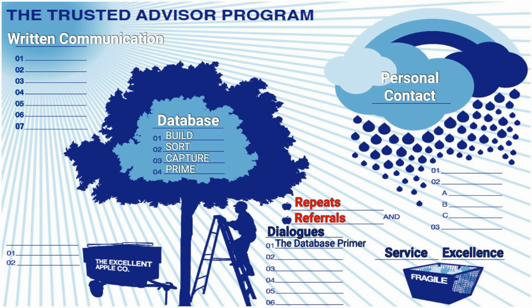Okay, so we're looking at our apple tree, and that third step was to capture your database onto your CRM system. The fourth step was then to actually get on the phone through all of your advocates and prime them using the first of the 6 dialogues that I've taught you, called the Database Primer Dialogue.